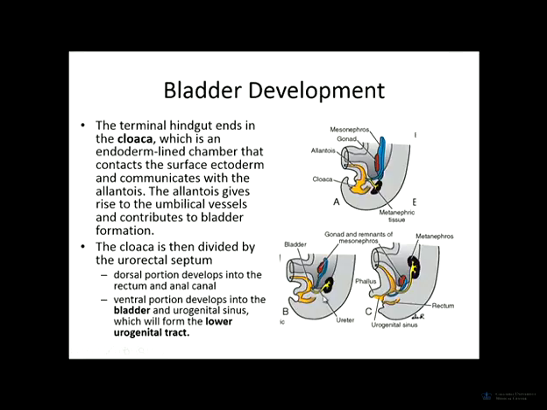Later in development, there's this growth here, this is the urorectal septum, and this is going to separate the ventral portion, which is going to form here the bladder and the urogenital sinus, from the dorsal portion, which is going to develop into the rectal and anal canal. Okay? And here is a more fully formed septum.